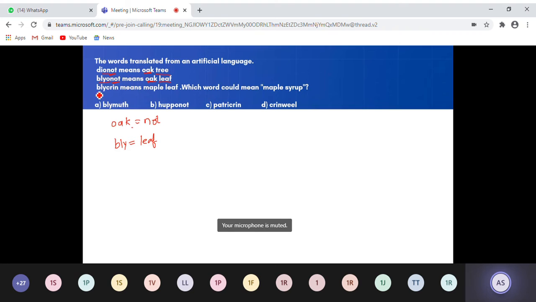Now, if bly is leaf, then crin will be maple. So crin is maple. Then let's search the options which has crin. So there is a crin over here, there is a crin over here, right? Now, which one should we accept? The first one, or answer option C, or answer option D?